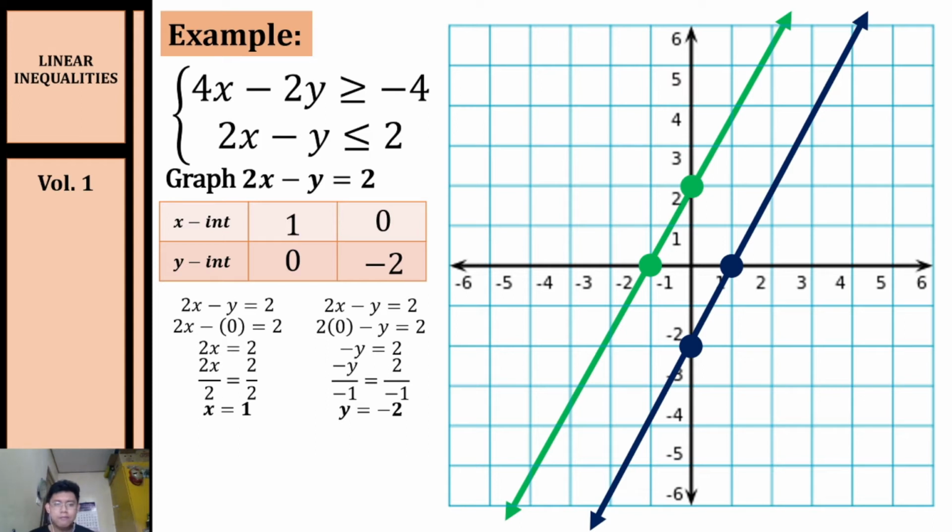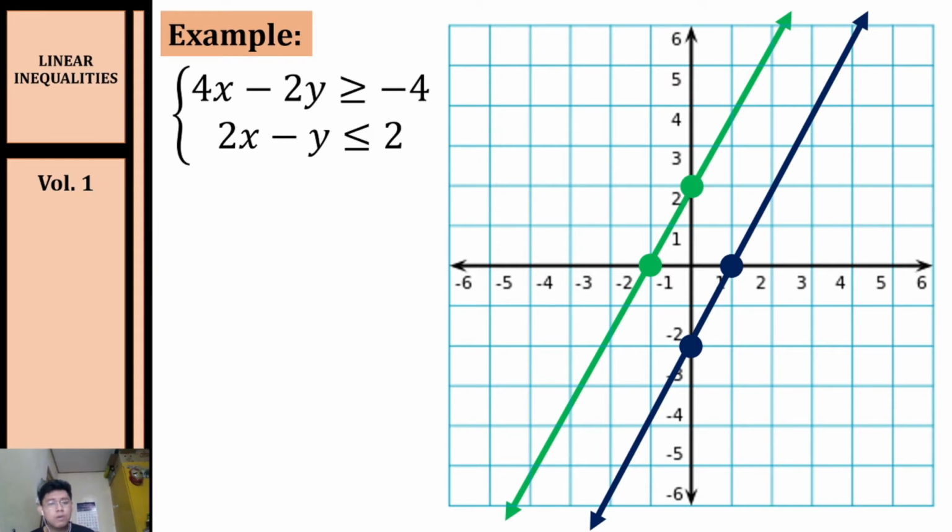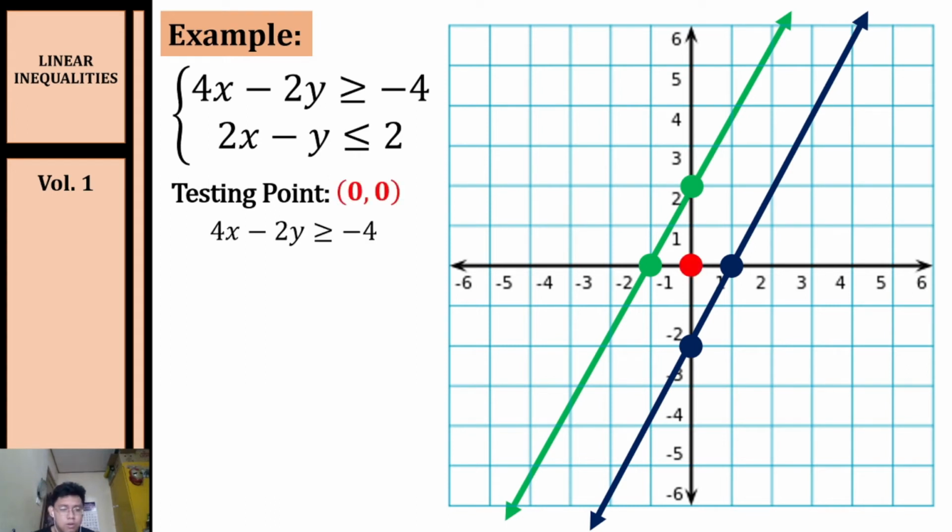Now that we graphed our equations or our inequalities, we can now proceed to identifying our solution. In identifying our solution, we will use a testing point. Let's substitute 0, 0 to our first inequality. Simplifying it, we will have 0 is greater than or equal to negative 4. Therefore, we will shade the lower part of our first inequality.